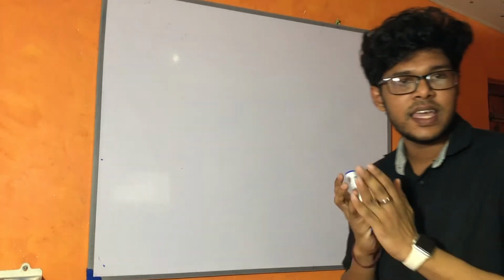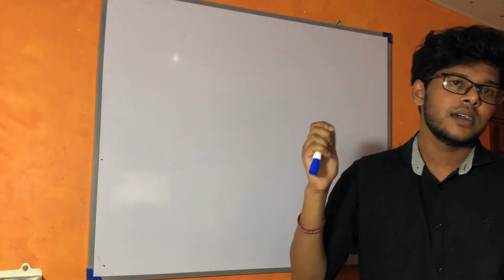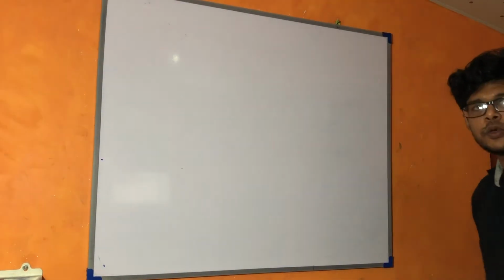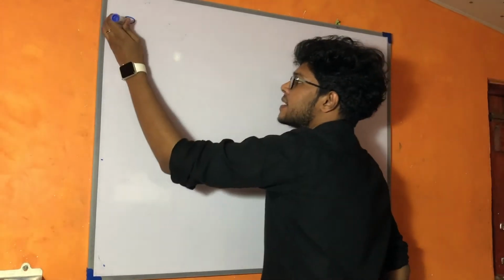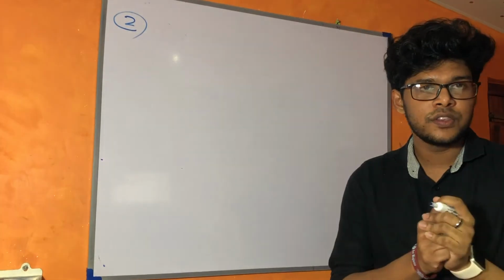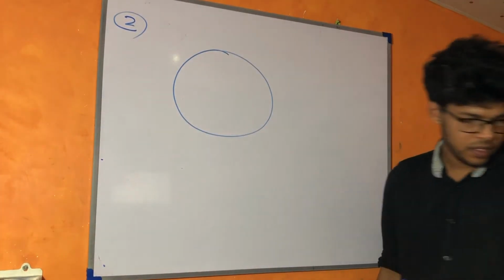After the area and the perimeter section, the next section you met is the chords of a circle. You had this section called chords of a circle. So that is the second part. Okay, so chords of a circle. So what is a chord?